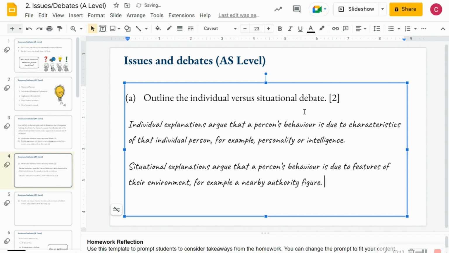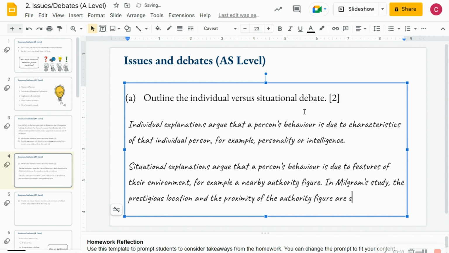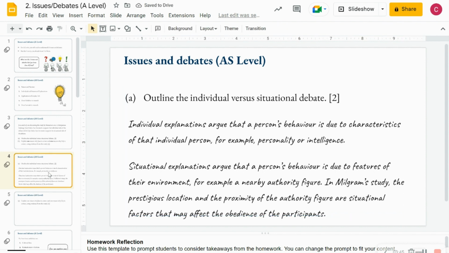And just to make sure of the marks, you could say something like, in Milgram's study, the prestigious location and the proximity of the authority figure are situational factors that may affect the obedience of the participants. Something along those lines. Okay. You can pause there and read through it if you wish.